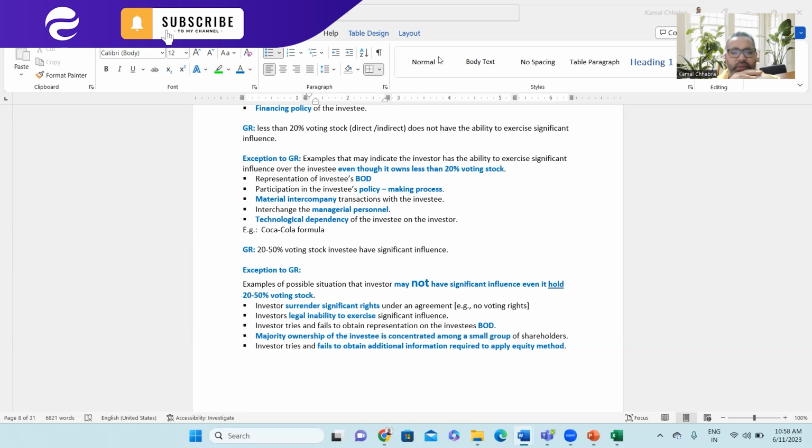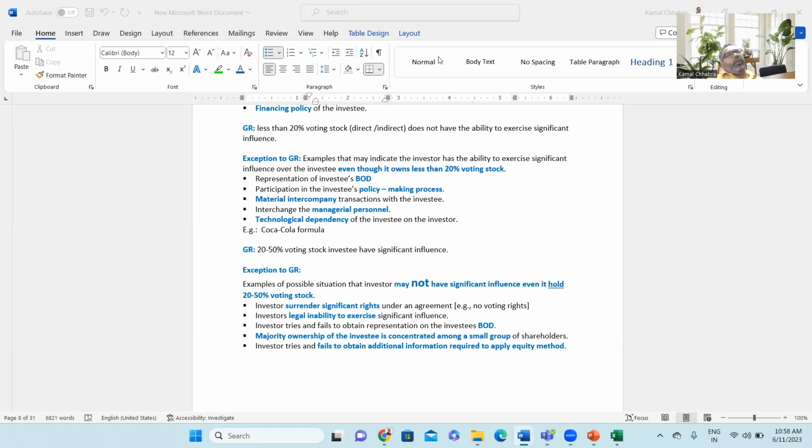Last one is, sorry, second last is majority ownership of the investor. Last one is the investor tries and fails to obtain additional information required to apply the equity method. In all those scenarios, even if you have more than 20% equity, you will still not be considered to have any significant influence. Make sense?